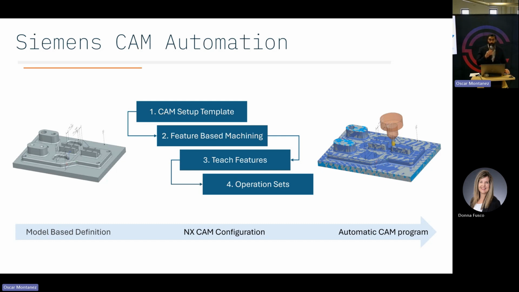So the operation sets would be the exact strategy. For example, if you have a tight tolerance hole, you might want to produce that using a different strategy than if you had a loose tolerance hole. So we're going to go through that step by step and in detail.